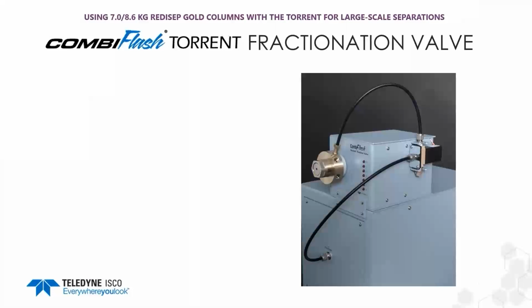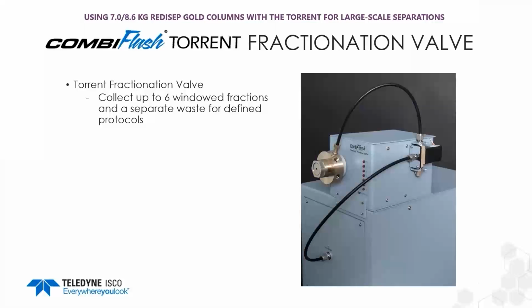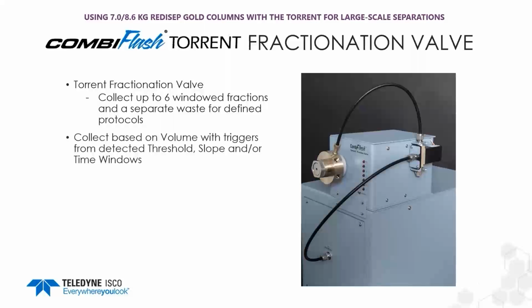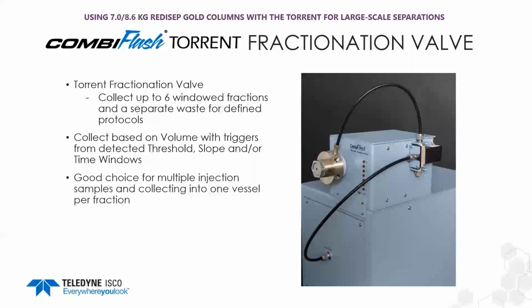Another option is the fractionation valve, and you can have systems with both of these on here, and you just switch between the two depending on the purpose of your separation. The Torrent fractionation valve allows you to collect up to 6 fractions and a separate waste for defined protocols. So when you're scaling up and doing a process and you have a consistent separation, you can set up time windows to say, okay, I want to collect this in time window 1, fraction 2, time window 2, and so forth. Additionally, you can trigger collection based on slope threshold as well, but you're limited to 6 containers or 6 fractions.